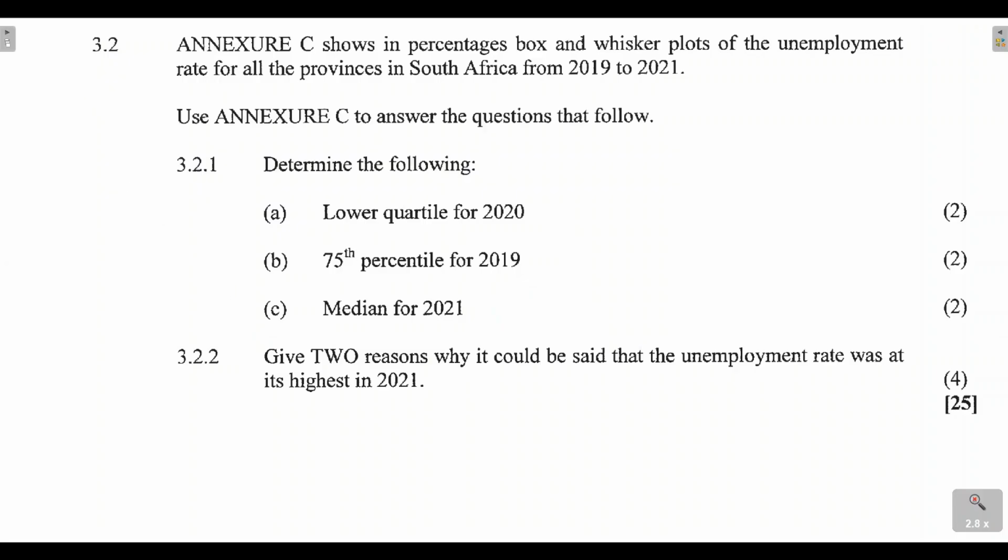Okay, so here I'm just going to add additional information. Remember, when we're talking about the lower quartile, guys, we are talking about the value that's on the lower end of your box and whisker diagram.